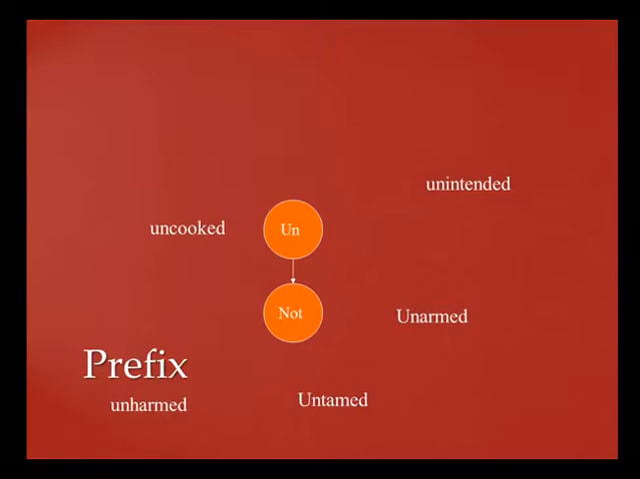Now, if you remove un from all these words here, they would give you a positive idea. If you remove un from unintended, it would become positive. Similarly, unarmed would become armed. Untamed, tamed. Unharmed would become harmed. Uncooked would turn into cooked. So all these words, if they have to be converted into positive form, just remove this prefix and your job is done.